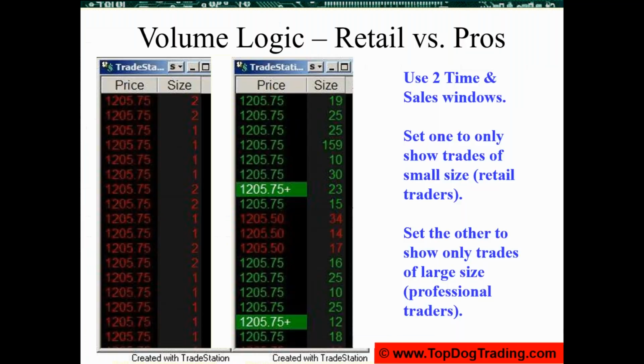Now we're going to take this to the next level of sophistication. Ready for this? And this is how I use it. So if you ask, well, Barry, how do you use this? Right here. I pull up 2 time and sales windows.